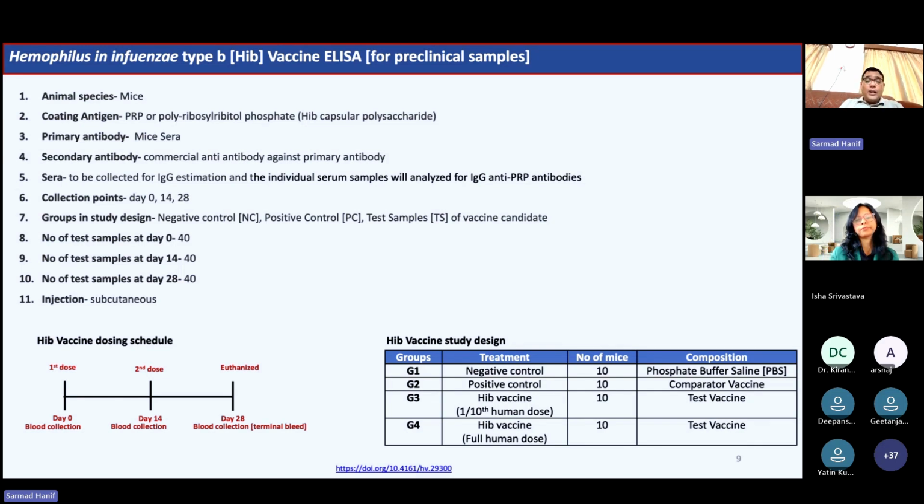No, it is having a different time point. So it is like 120 different samples at different time points for which you have to estimate the IgG concentration.